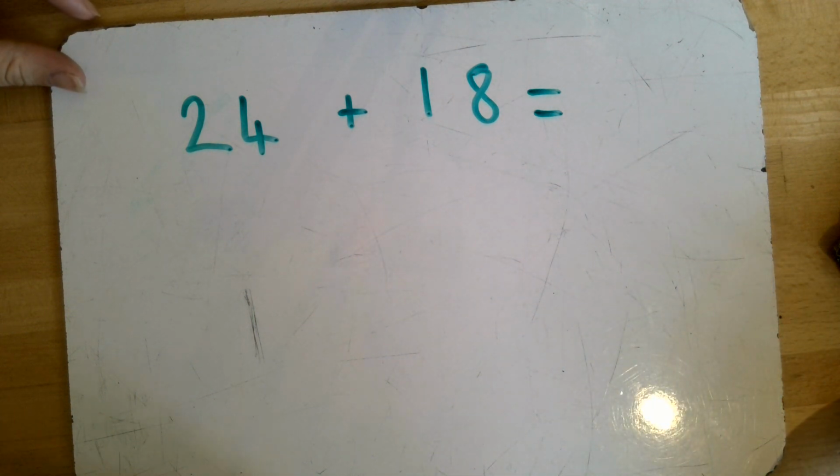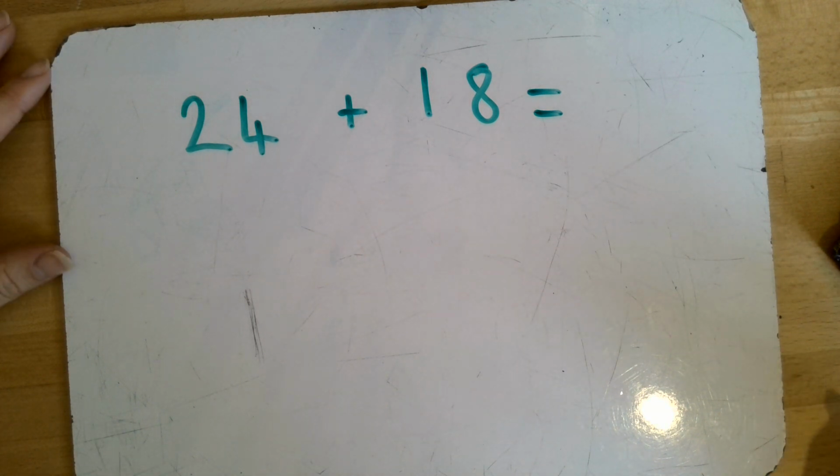Hi Year 2. Now we've had a look at place value, I'm going to talk to you about how we can solve addition equations. So we're going to look at the same equation, but we're going to show you 3 different strategies to help you work it out. And it's up to you to decide which one you find the easiest. The first one we're going to look at is a number line.